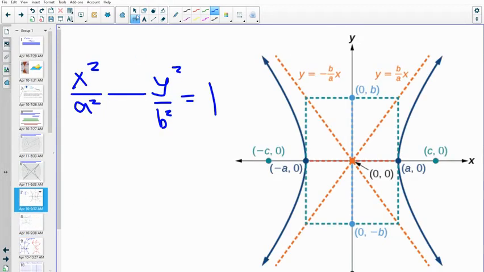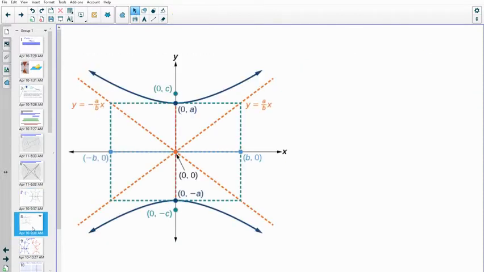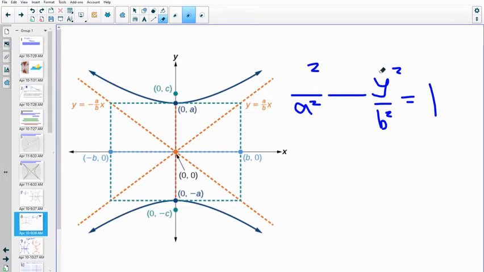Now I'm actually going to just copy and paste what I wrote here. I will have to change it slightly. And the change that I'm going to have to make is switching my x and my y values.